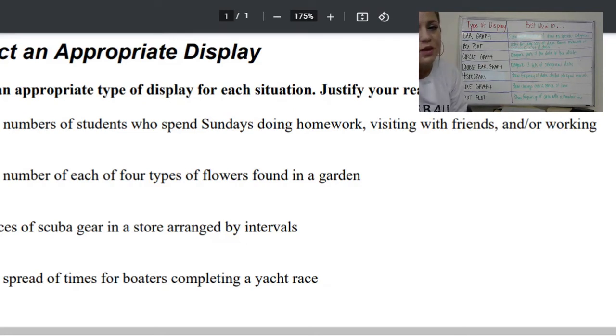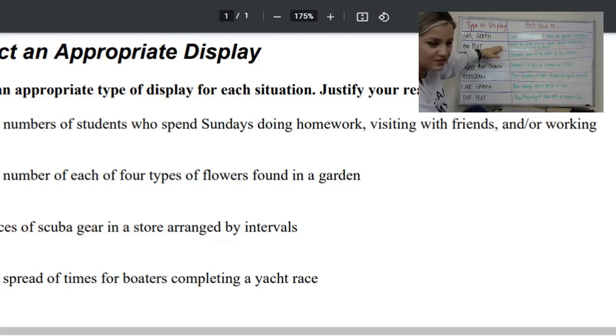Okay. The spread of times. So this is time. Okay, so hold on. The spread of times for boaters completing a yacht race. Okay. So they're comparing, or they're not comparing. They're wanting to show the spread of time. Okay, let's look at this. Okay, so we're not showing the number of items in specific categories. No, we're showing the spread of time that boaters completed a yacht race.